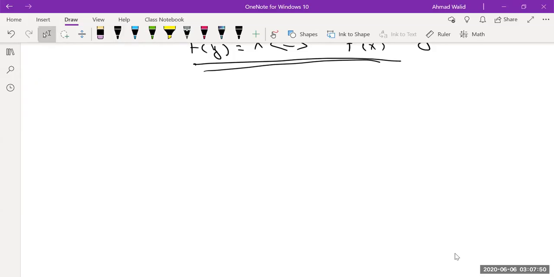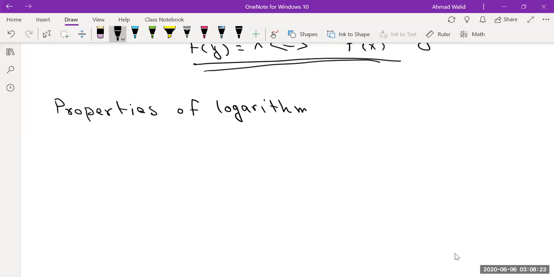Now, before jumping to calculus of logarithmic functions, let's review the properties of logarithms, which is again a review for you from intermediate algebra, college algebra, and pre-calculus. Properties of logarithms.